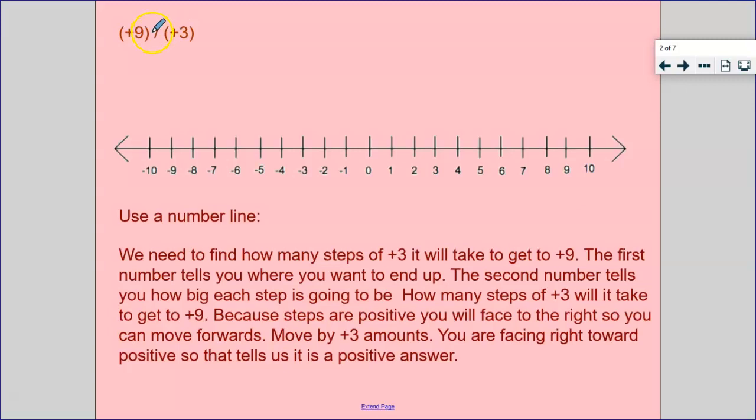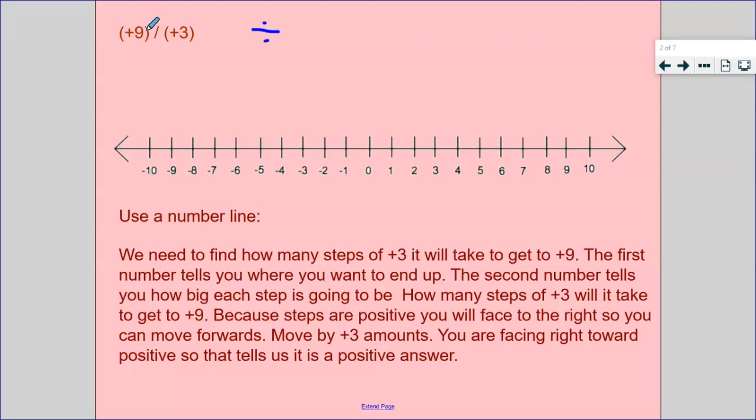Note the backslash symbol. I'm using that as a division symbol because it's easier on my keyboard than putting this in. So just note the difference there. It means the same thing. So here's our number line. We're going to need to find out how many steps of positive 3 it'll take to get to positive 9.